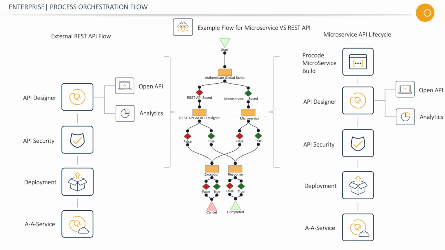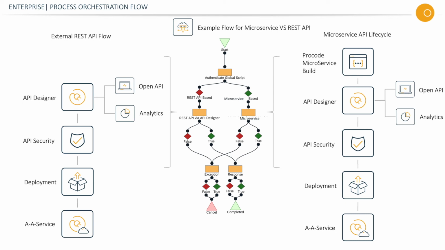On the left-hand side, you have the external REST API flow. It starts with the API designer that provides you out-of-the-box analytics and also Swagger Open API. Then you are able to secure your APIs using security protocols, and that's JSON Web Tokens, OAuth 2.0, bearer tokens, certificates, etc. All of these services can be consumed as a service.